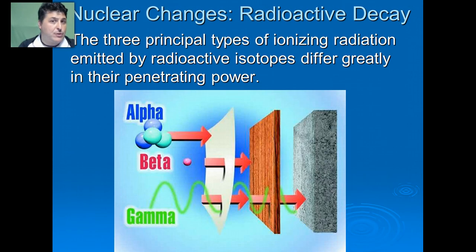Now, each of these particles and the gamma rays differ greatly in their penetrating power. Alpha particles can be stopped by a piece of paper. Beta particles can be stopped by a block of pine wood, whereas gamma rays must be stopped by a much thicker piece of concrete. Knowing this allows us to construct systems for studying these particles or storing radioactive material.